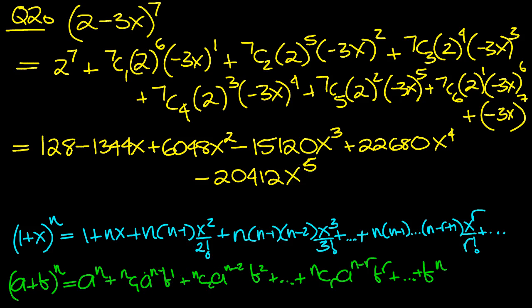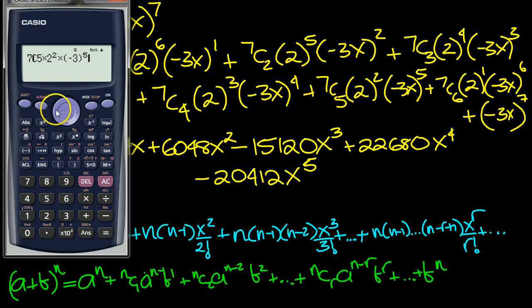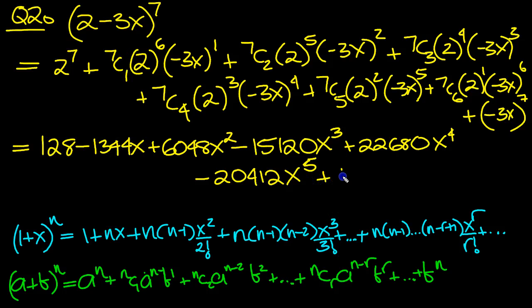Now we've got the next one, which is power 6. So change the 5 to a 6. Change the 2 to a 1. And change the 7c5 to 7c6. 2 to the 1 times minus 3 to the 6. 10206 plus 10206, and that was an x to the 6 for that term.